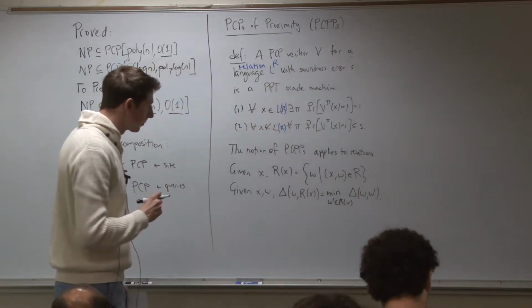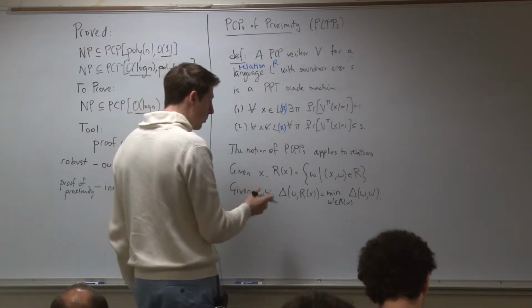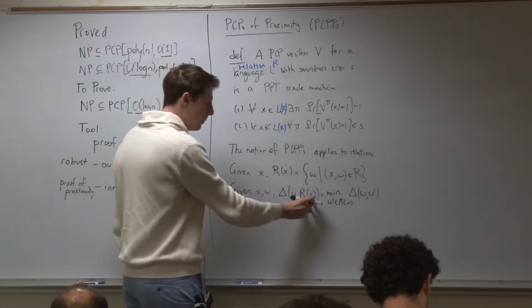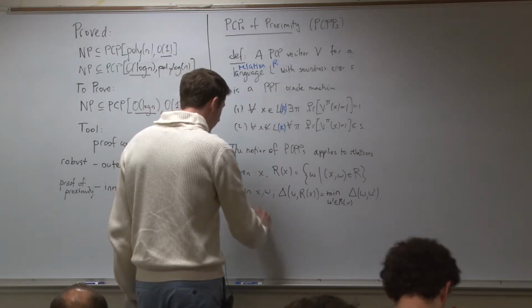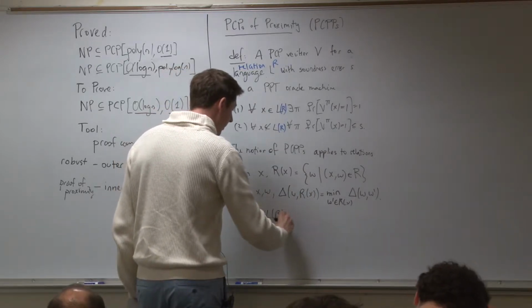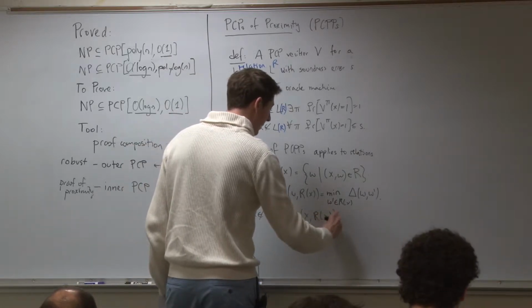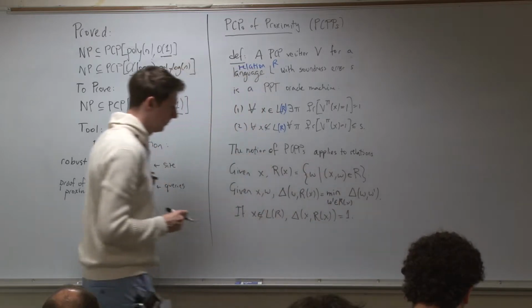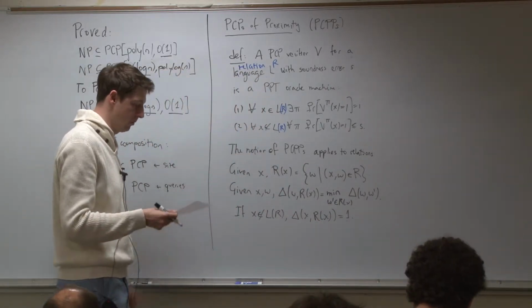Okay? Now, hope that makes sense. You may wonder what happens if x is not in L. This is an empty set, right? So if x has no valid witnesses, then we define this distance to be maximal, 1. Okay? All right, so far I haven't done anything. I'm just introducing some notation.